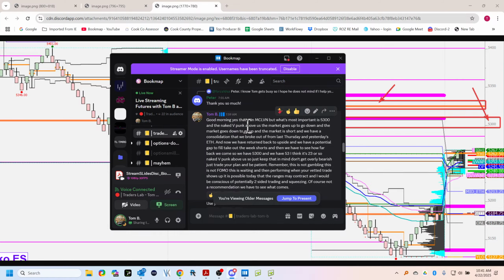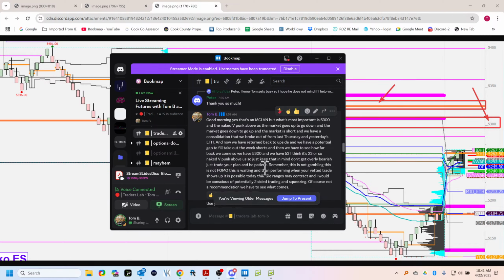The market goes up to go down, and the market goes down to go up, and the market is short. And we have a consolidation that we broke out of from last Thursday and yesterday's ETH. And now we have returned back to the upside, and we have a potential gap to fill, take out the weak shorts, and then we have to see how far back we come. So we have 5,300 and we have 5323 or so, the naked VPOC. This is what I just pointed out to you above us. So just keep that in mind.